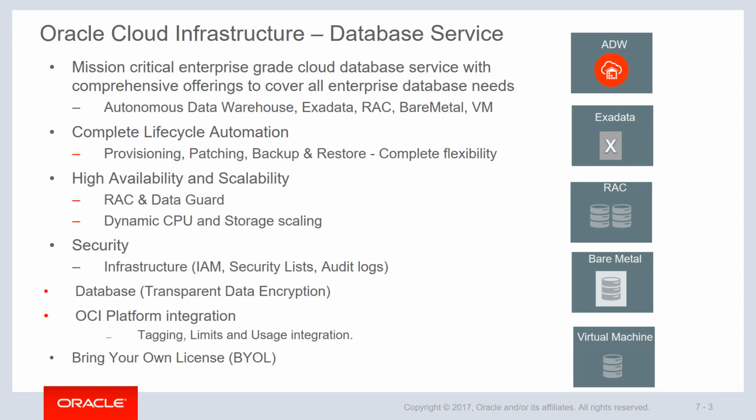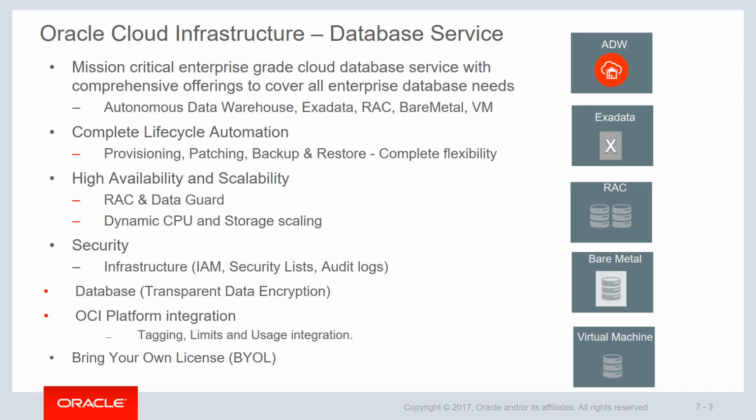The Oracle Cloud Infrastructure Database Service provides a mission-critical enterprise-grade cloud database service that includes comprehensive offerings to cover all enterprise database needs. This includes the Autonomous Data Warehouse, Exadata, Real-Time Application Cluster or RAC, bare metal, and virtual database nodes. The service also includes complete lifecycle automation from provisioning to patching to backup and restore.